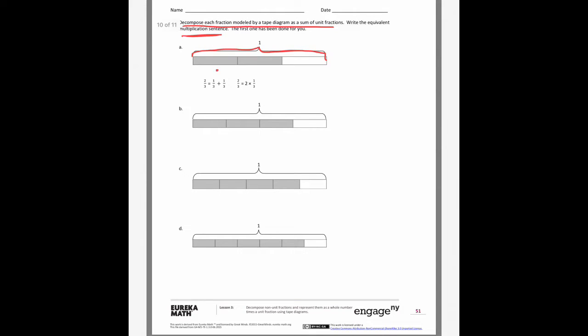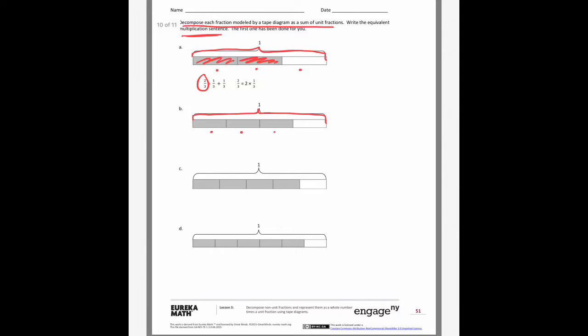So in this first one that they've done for us, the whole is made up of 3 parts, but only 2 of them are shaded in. So that means that 2 of the 3, or 2/3, is being represented. So really that's just 1/3 plus 1/3, or you could say it as 2/3 equals 2 times 1/3 because it's 2 groups of 1/3, just like we learned today.